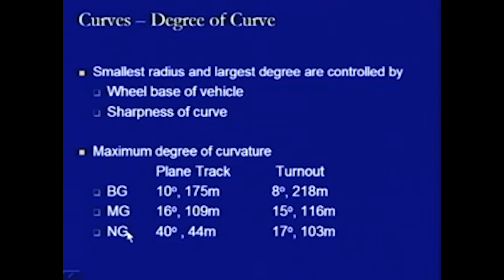And then in the case of a narrow gauge, the wheelbase is further reduced, the size of the locomotive has reduced, the size of the wagons has reduced. Therefore, it can go up to a higher value of the degree, and this is 40 degrees. So, these are the maximum values: 10 degrees, 16 degrees and 40 degrees for all these tracks, and it results in the radius of minimum 175 meters, 109 meters or 44 meters in the case of broad gauge, meter gauge and narrow gauge respectively.